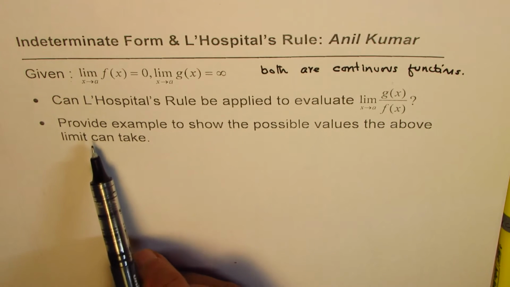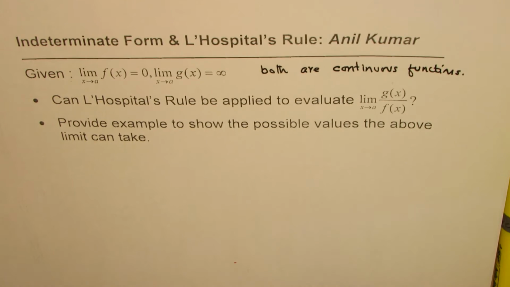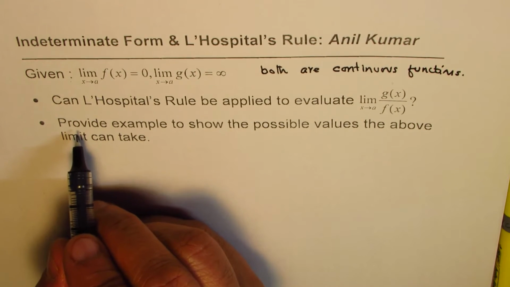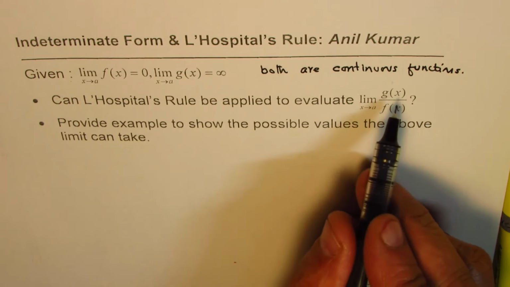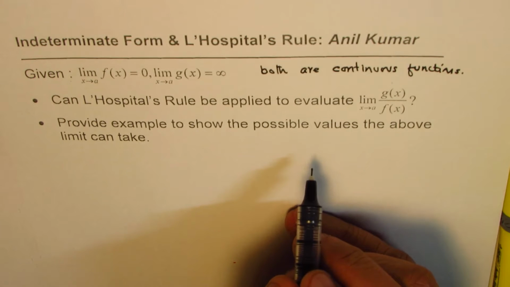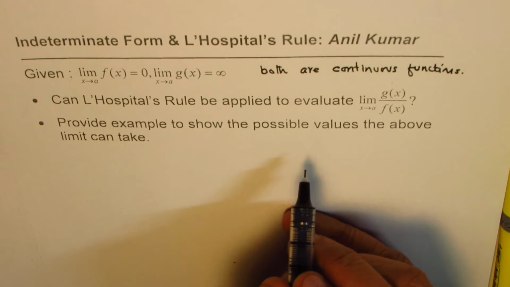Second question is, provide examples to show the possible values the above limit can take. So part B is, provide examples to show the possible values this limit can take. So these are two parts of a question. I'd like you to pause the video and answer the question.